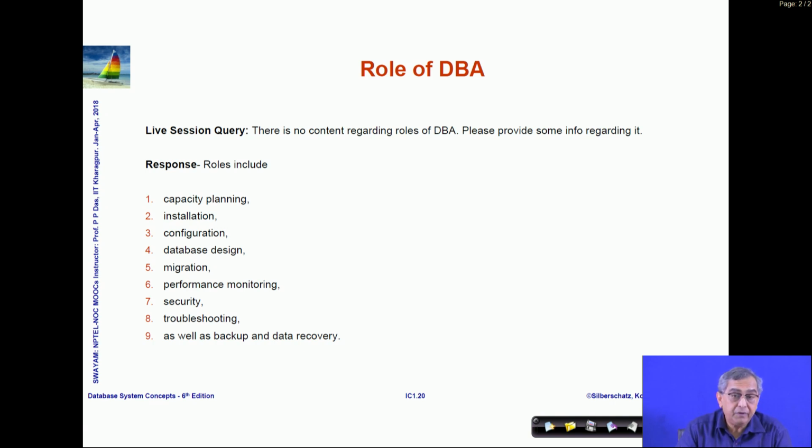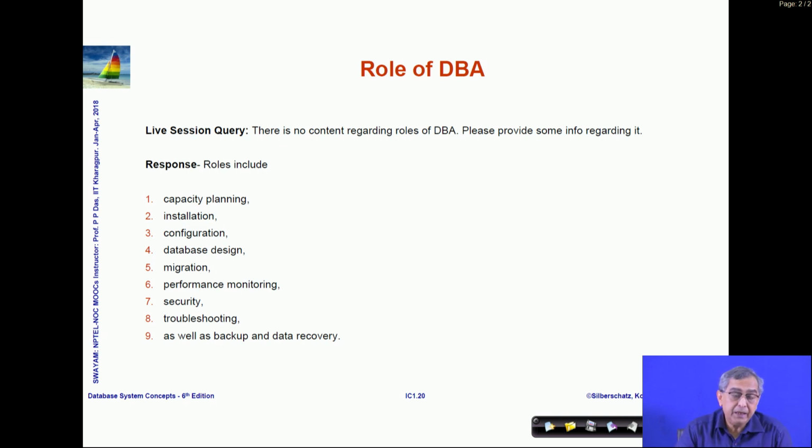Unfortunately, quite a few of them are beyond the syllabus or the scope of this course. So, we have not had the opportunity to explain them, like capacity planning, installation, deployment issues, configuration issues, troubleshooting issues, deep security issues. Those are all things that a DBA has to do, besides the usual database architecture design issues and so on.